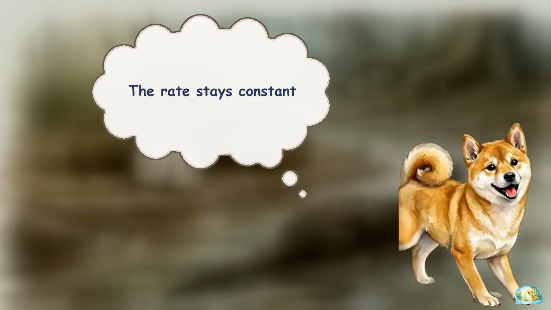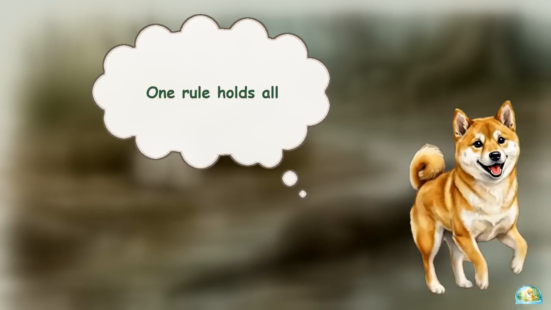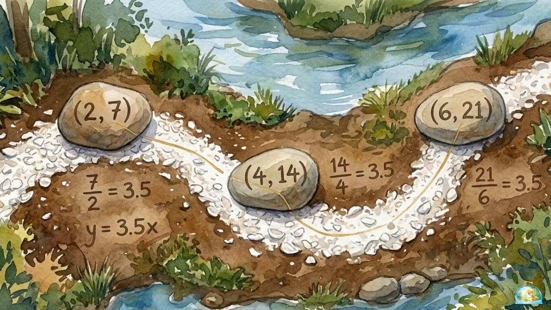The rate stays constant. Every pair obeys it. One rule holds all. The otter moves a set distance for each marker on this shell path. These smooth stones are etched with the pairs 2,7, 4,14, and 6,21. To extract the constant from this path, we isolate one pair. We take the y value of the distance and divide it by the x value of the otter's bundles. Dividing 7 by 2 gives us 3.5. With the constant discovered, we drop it right into the proportional form to write y equals 3.5x.